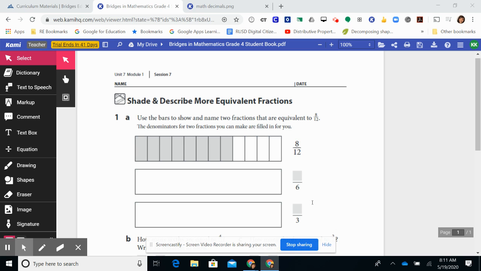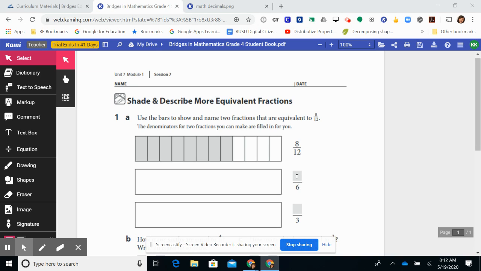Good morning. We're going to look at equivalent fractions today and then also decimals with equivalent fractions. It says here, use the bars to show and name two fractions that are equivalent to 8/12. Right now, whenever you're asked to show a picture with fractions, you want to somehow show how you can separate out that number. So this is 8 parts out of 12. And then I'm going to think of something that could be equivalent to 8/12.